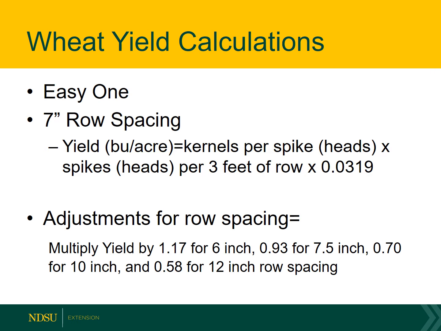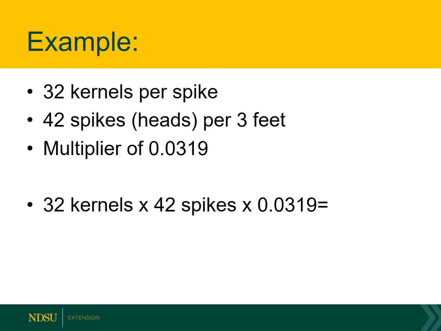There are times when maybe we don't have 7-inch row spacing, so we have to make adjustments. Instead, the yield multiplier would be 1.17 for 6-inch, 0.93 for 7.5 inch, 0.7 for 10 inch, and 0.58 for 12-inch spacing. Now we can get to an example.